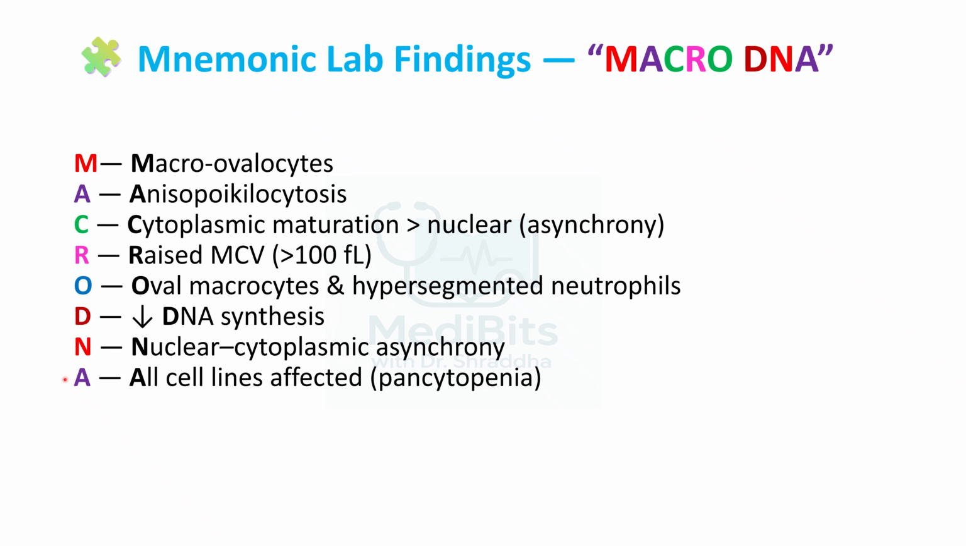A for all cell lines are affected, leading to pancytopenia, not just anemia. So whenever you see this pattern, that is macroovalocytes, raised MCV, hypersegmented neutrophils and pancytopenia, think of megaloblastic anemia. This macro DNA mnemonic is a quick and effective way to recall the lab findings for your exams or clinical practice.